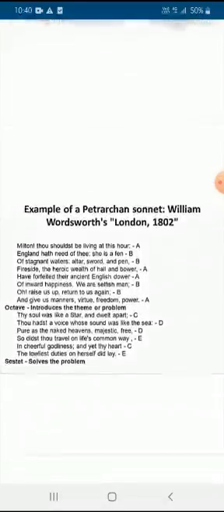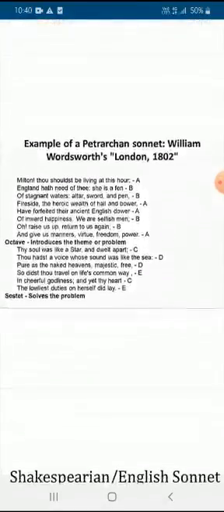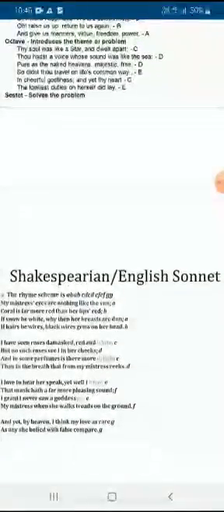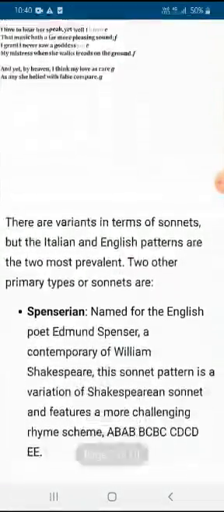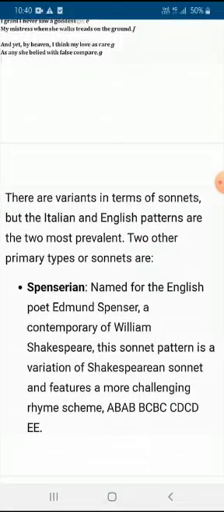Here are the examples of Petrarchan sonnet and Shakespearean sonnet. There are variants in terms of sonnets, but the Italian and English patterns are the two most prevalent.